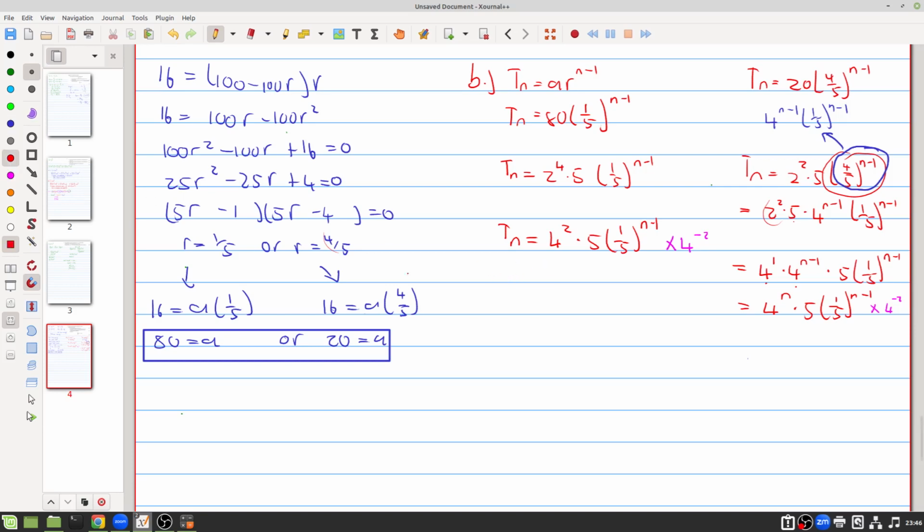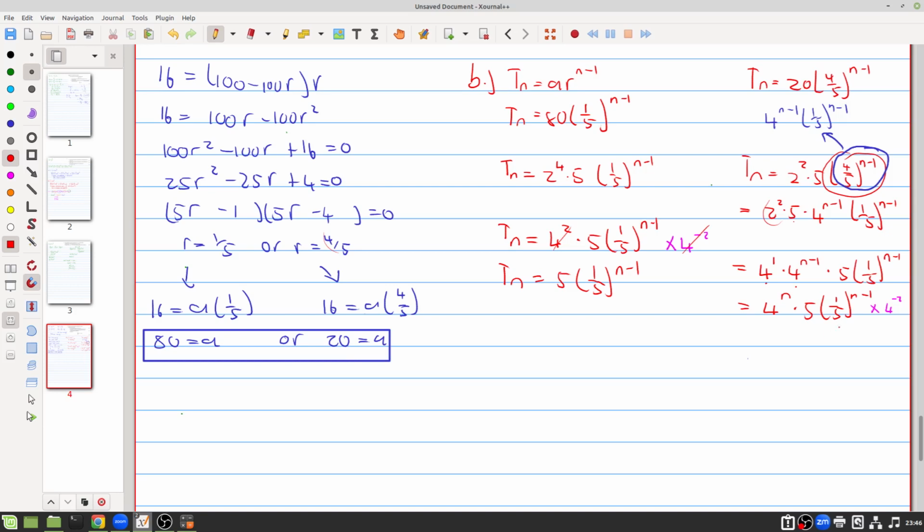Okay, so that's going to give us Tn equals, now if we multiply 4 to the power 2 times 4 to the power negative 2, so we've got 4 to the power 2 minus 2, 4 to the power 0. And what is 4 to the power 0? That's just 1. So these two cancel out now. And we're left with 5 times 1 over 5 to the power n minus 1.